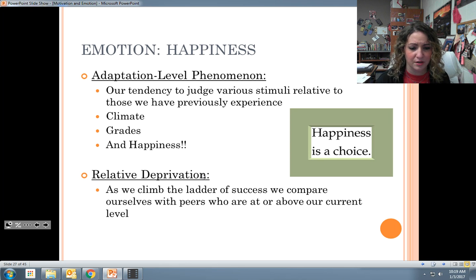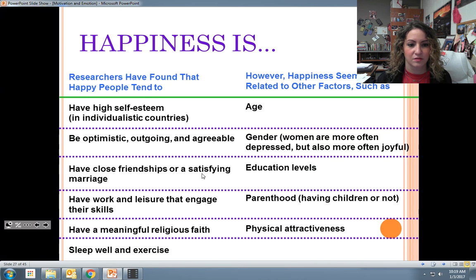And relative deprivation. As we climb the ladder of success, we compare ourselves with peers who are at or above our current level. We do not compare ourselves with someone that's so far above you. Think of the last time you played Kahoot in class. If you were in fifth or sixth place, you were not all that concerned with who was in first. You were concerned with who was right above you, who's in fourth place, who's in third place. That's who you were trying to get to. Whoever is in second to last place, they're not concerned with who's in first place. They're concerned with who's right next to them, and that's who they compare themselves to.